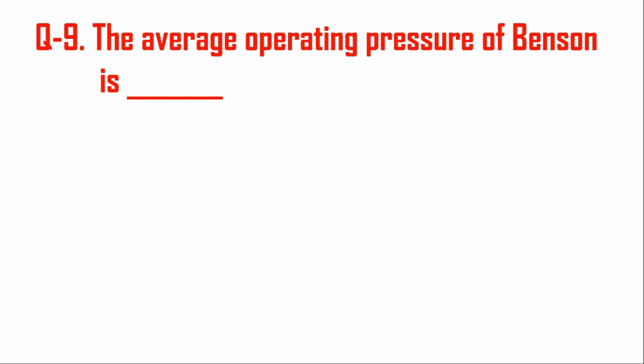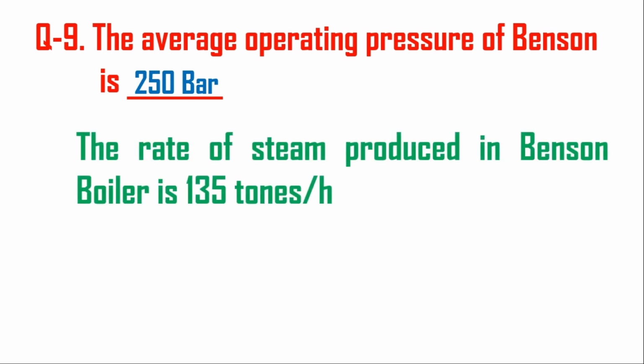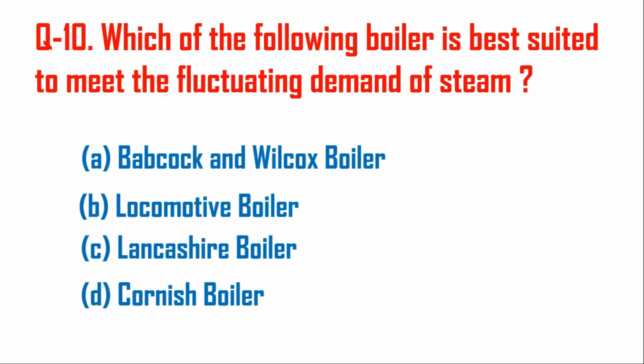Question number 9. The average operating pressure of Benson boiler is 250 bar. The rate of steam produced in a Benson boiler is 135 tons per hour. Sometimes in exams, the range of steam produced is also asked. So remember, in a Benson boiler, the steam produced is 135 tons per hour.